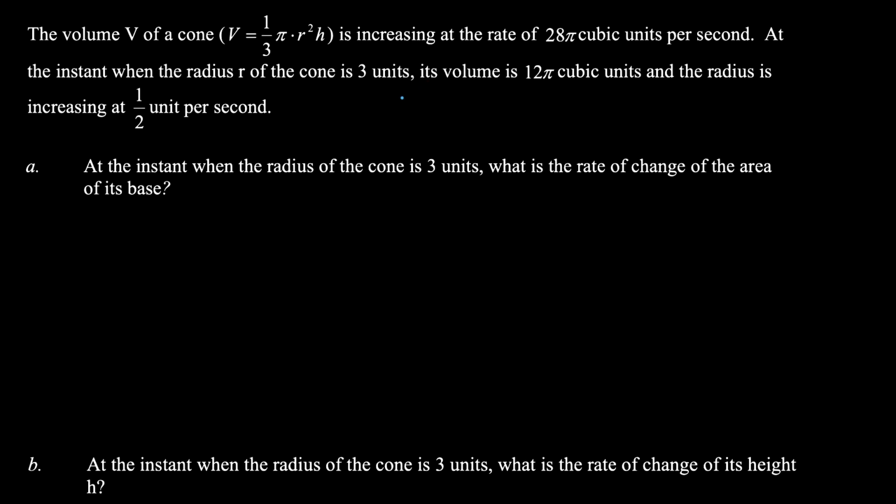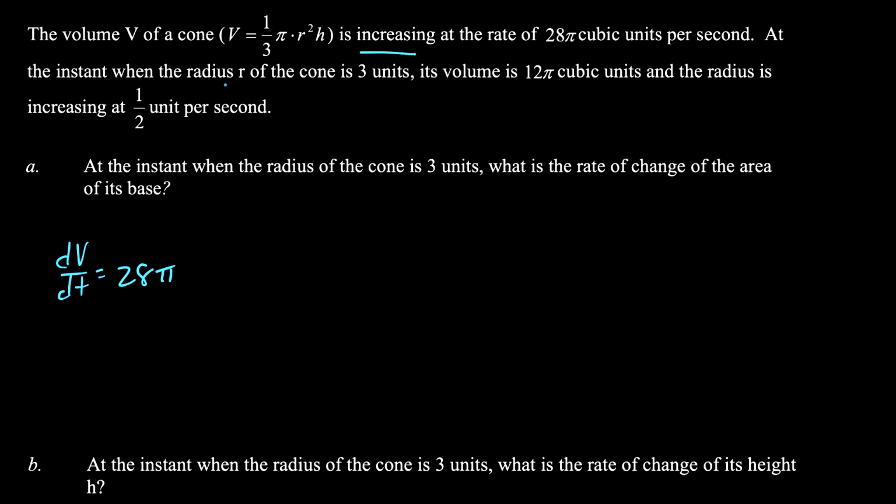So example one, we have the volume of a cone. You're given the equation for volume, increasing at a rate of 28 pi cubic units per second. So right away, I just like to write down what I'm given. So that means dV/dt is equal to 28 pi. And I'm not going to worry about units here. You're not trying to be tricked anywhere. But what is important is whether something's increasing or decreasing in terms of positive or negative. And again, we're increasing, so it's positive.